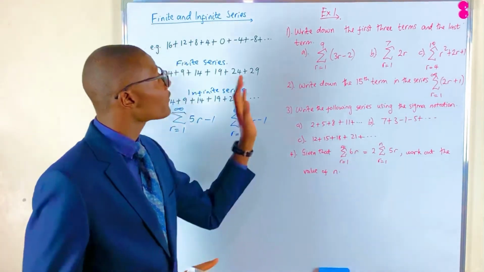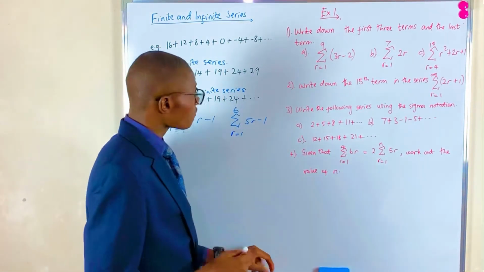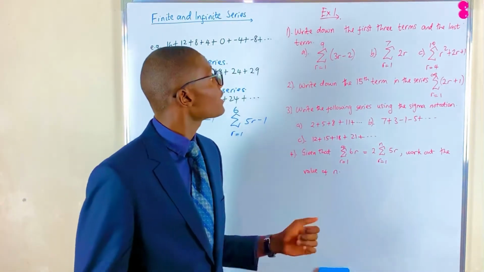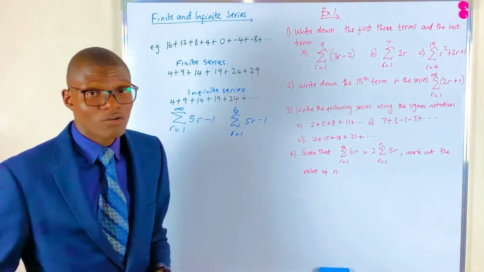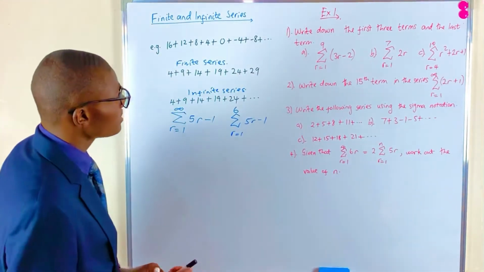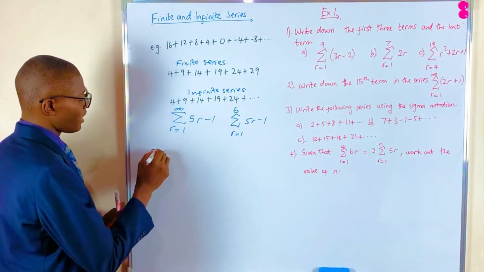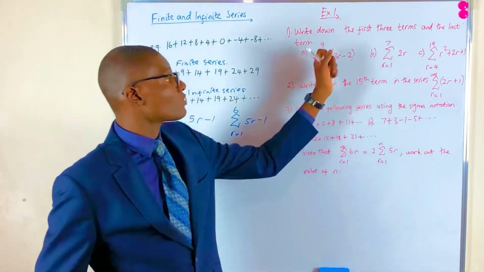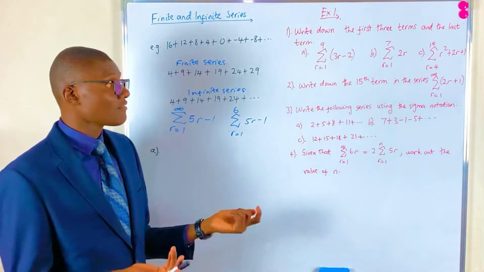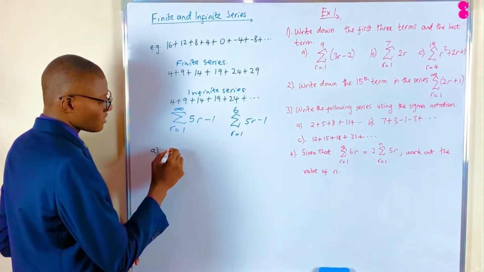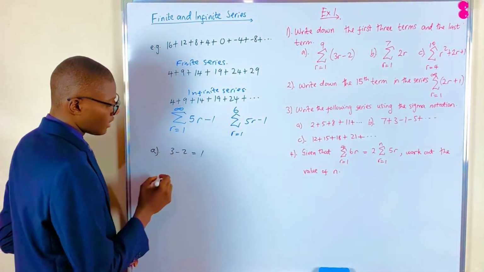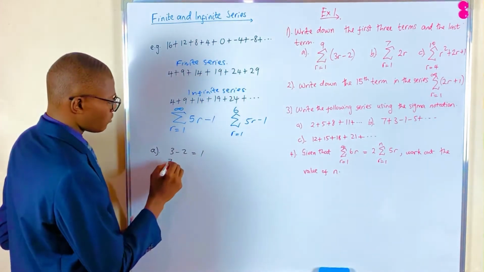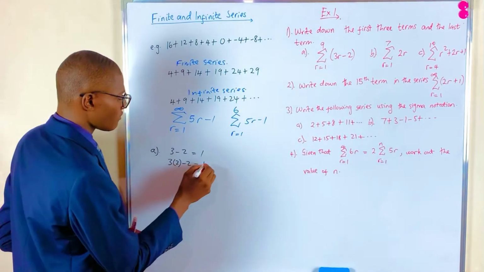Now let's look at how we attempt those questions. Number one says write down the first 3 terms and the last term for those series. For part A, we've got the summation of 3r minus 2 from r is equal to 1 up to 9. The first term is given in r is equal to 1, which is simply 3 minus 2 to give us a 1. Then the second term is given in r is equal to 2, which is 3 times 2 minus 2 to give us a 4.